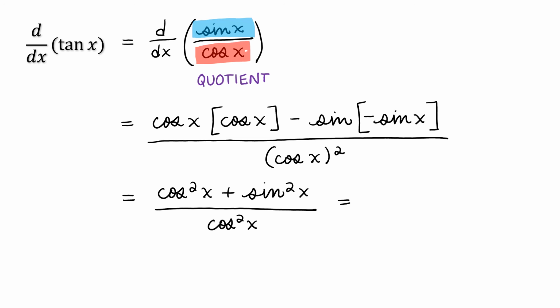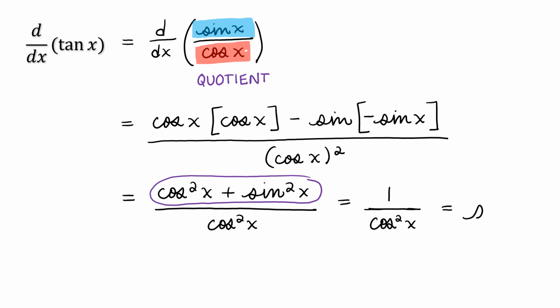You should know that cosine squared x plus sine squared x is one of our Pythagorean identities, and this one you should definitely know. So we have 1 over cosine squared x, which is equal to secant squared x. So the derivative of tangent x is secant squared x.